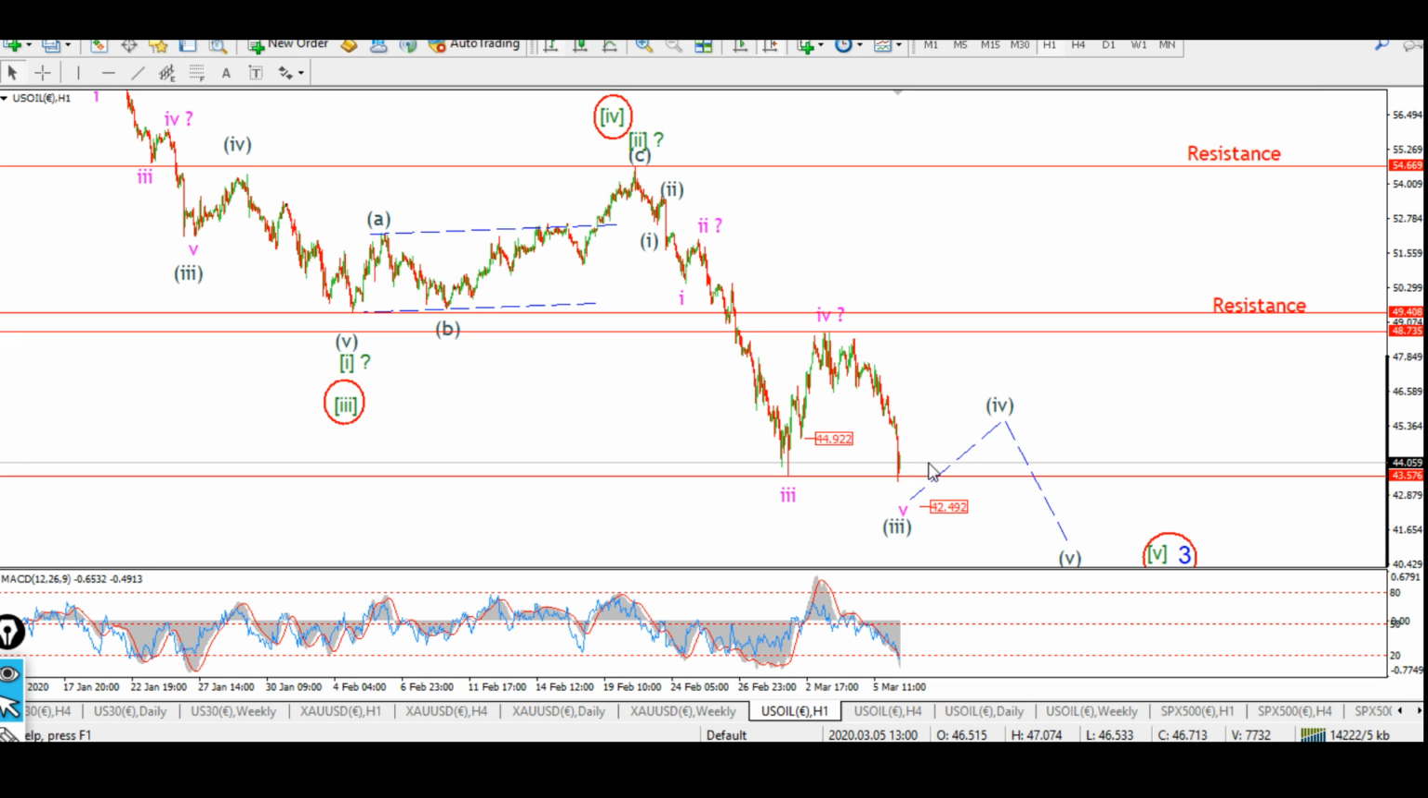Well, we have the rest of the day in the US to play out as well, so check back tonight for tonight's update to see how that played out. But in general, a series of 4th and 5th waves should bring us lower, and I am looking below $40 in this larger wave 3 in blue here.